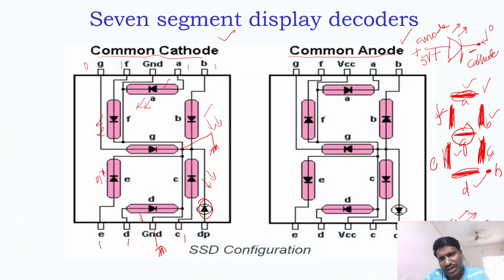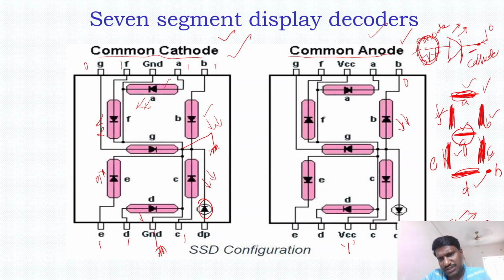Likewise, we can display various digits either by using common cathode or common anode. In common anode, for this LED to glow, I need to give 0, because the common point is connected to VCC. All anodes are at 1, that is plus 5. Ones are logic 1.